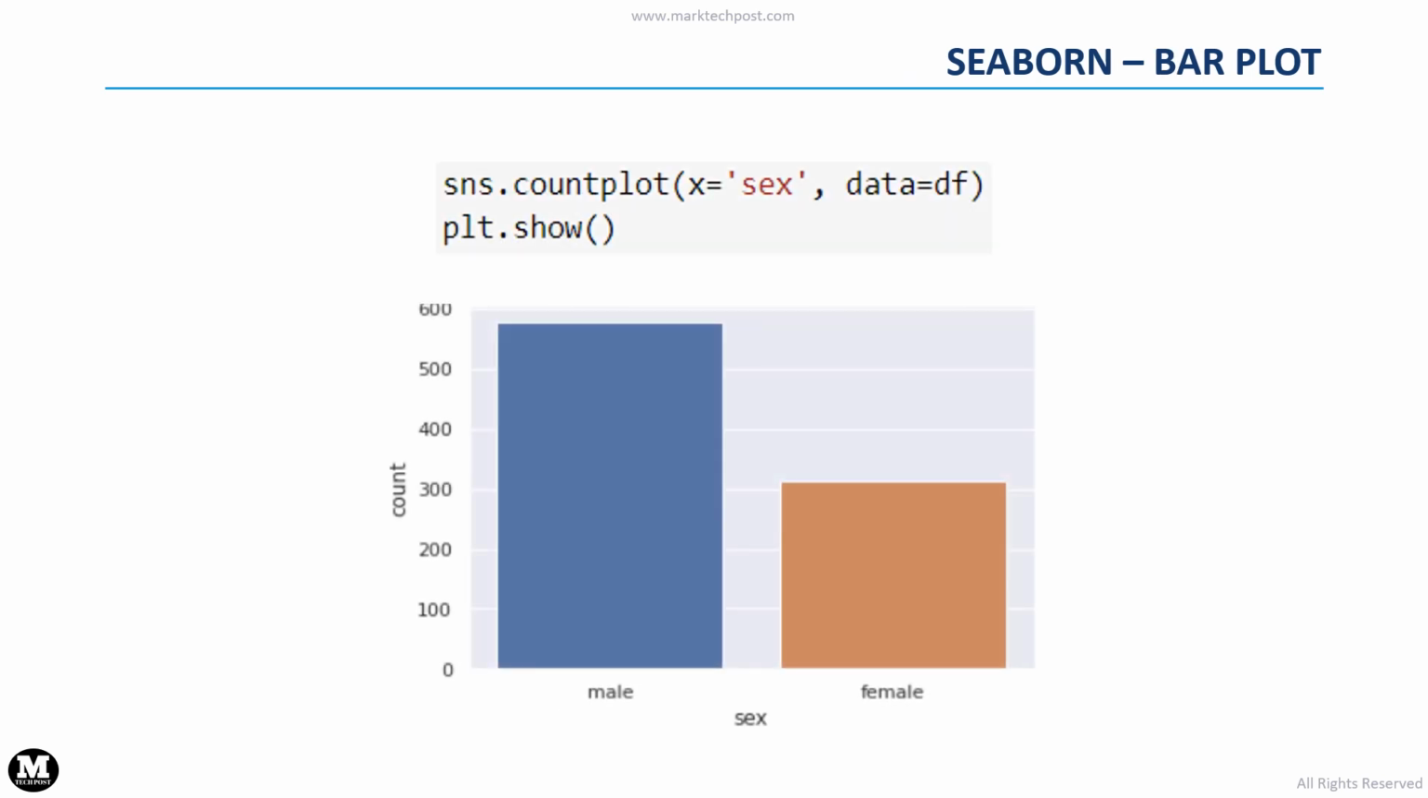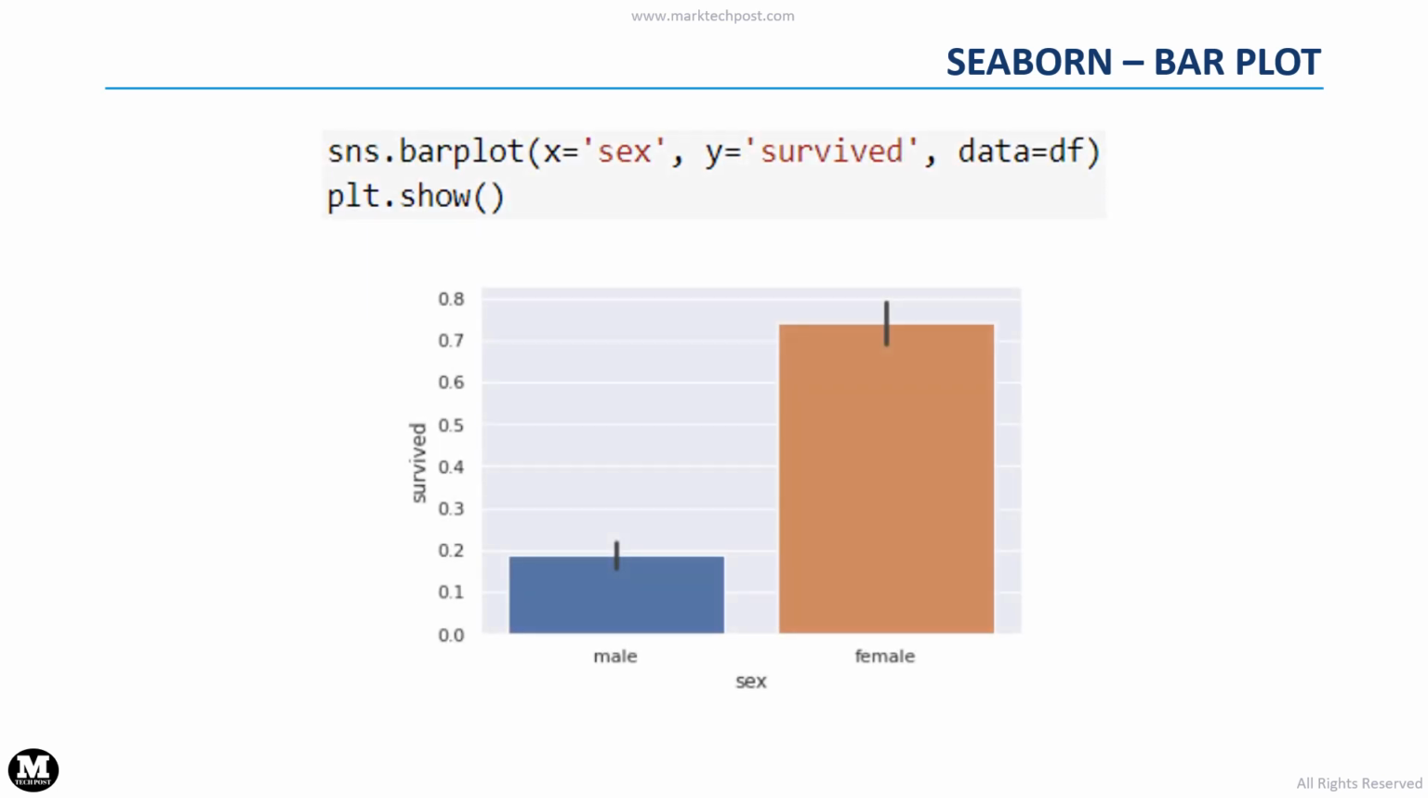We can use the count plot to count the number of male and female passengers, starting from the data frame columns. By adding the survived column as y, we can see the percentage of males and females that survived.